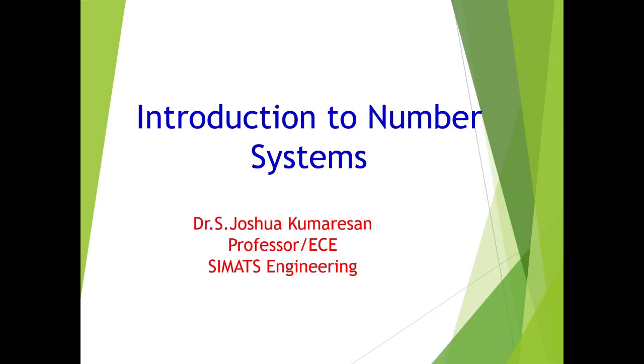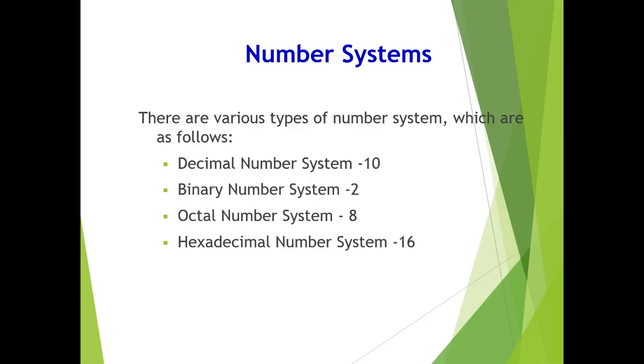In this video, we are going to discuss number systems. Widely used four number systems are decimal number system, binary number system, octal number system, and hexadecimal number system. And as the name implies, decimal number system has 10 symbols, binary number system has 2 symbols, octal number system has 8 symbols, and hexadecimal number system has 16 symbols.